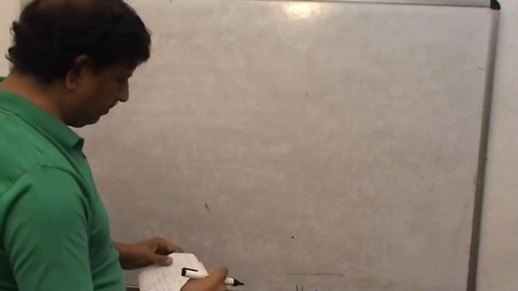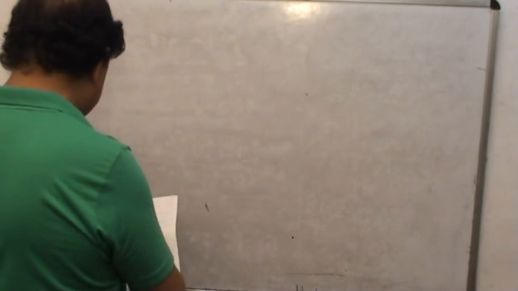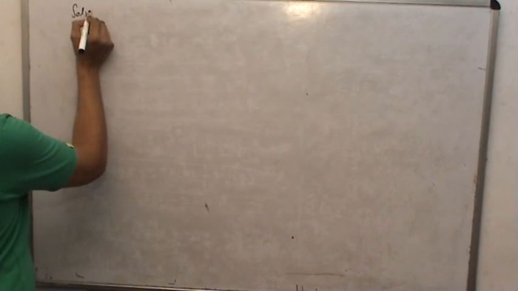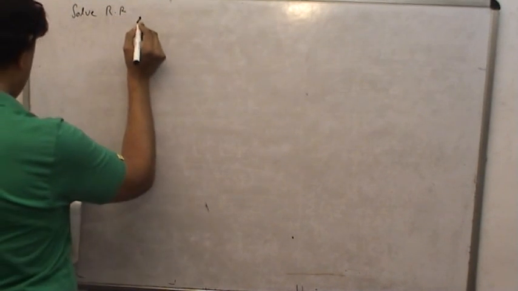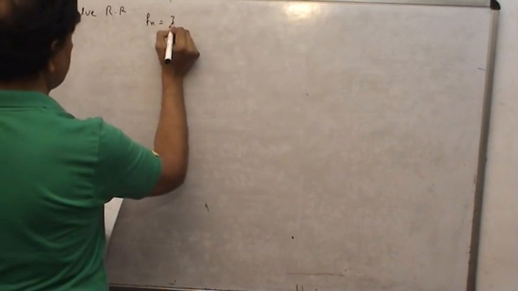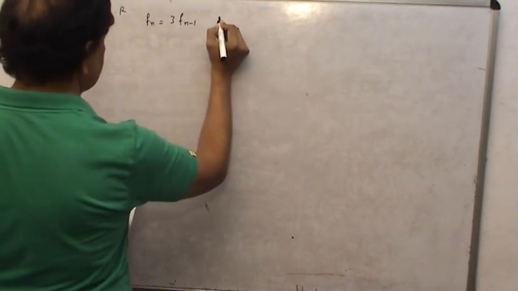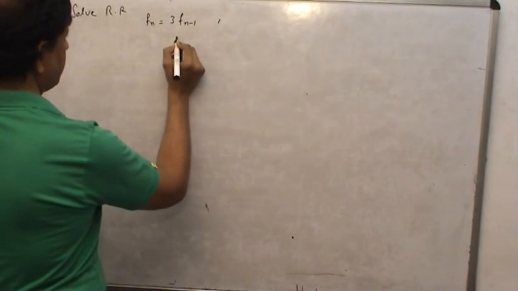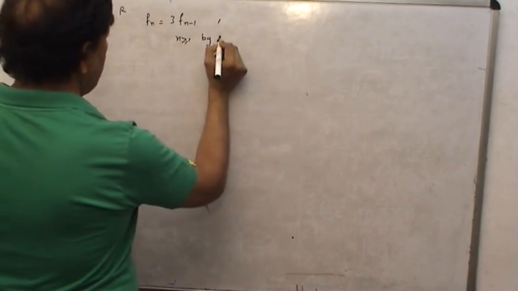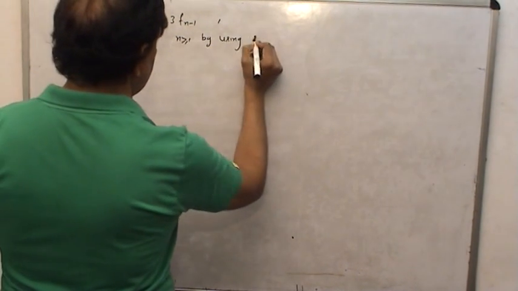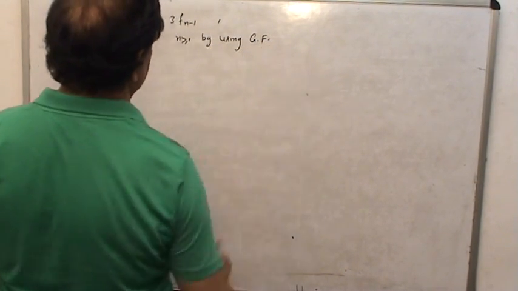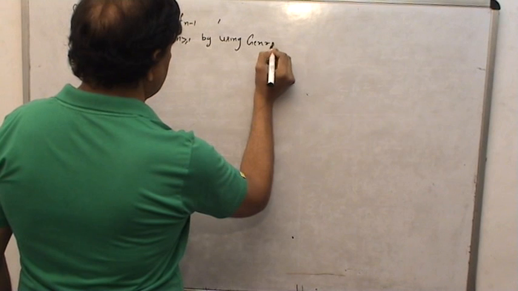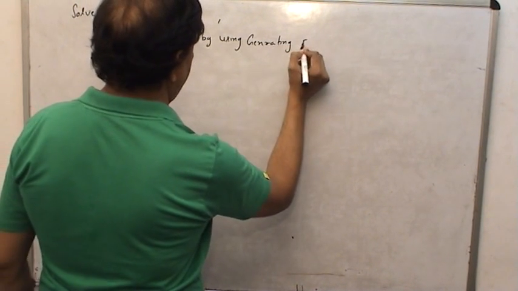Let's discuss an example. Solve the recurrence relation Fn is equal to 3 times Fn minus 1, where n is greater than or equal to 1, by using generating function.